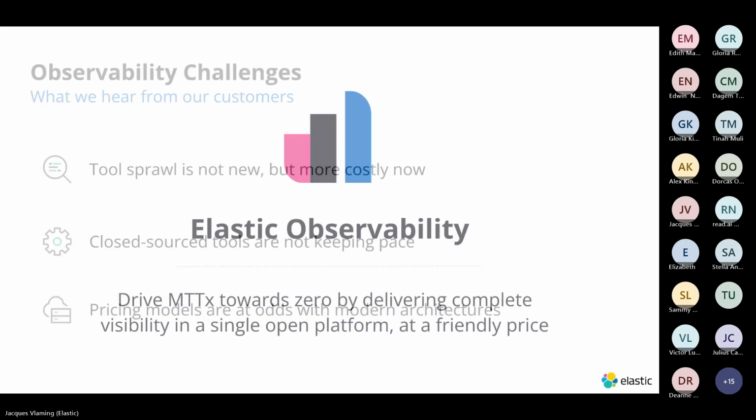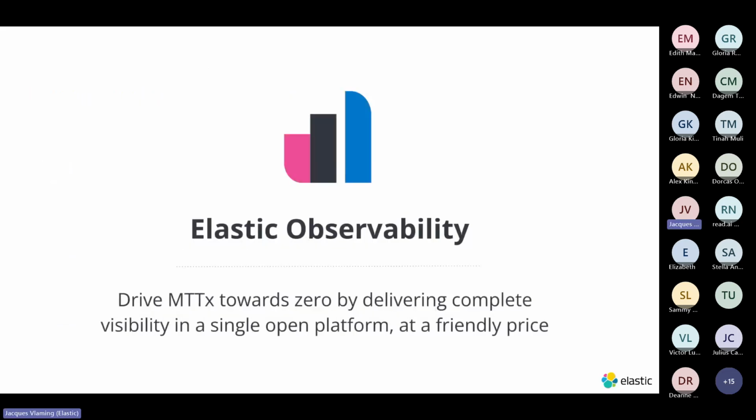And with Elastic Observability, what we're really trying to do is drive the mean time to X, which is the mean time to detect and respond, towards 0. And we do that by delivering complete visibility on a single platform. And I would even challenge this where we're starting to get to a point where we can anticipate when there might be a system outage before it actually starts to cause impact to the organization.